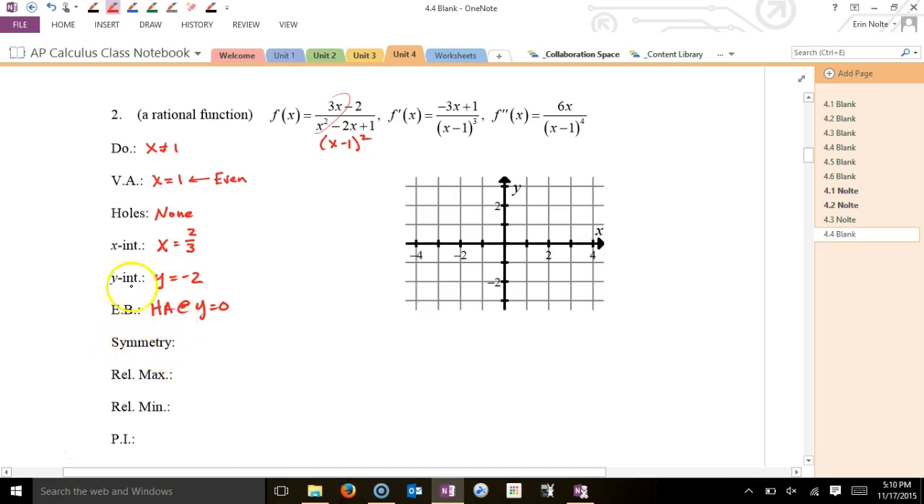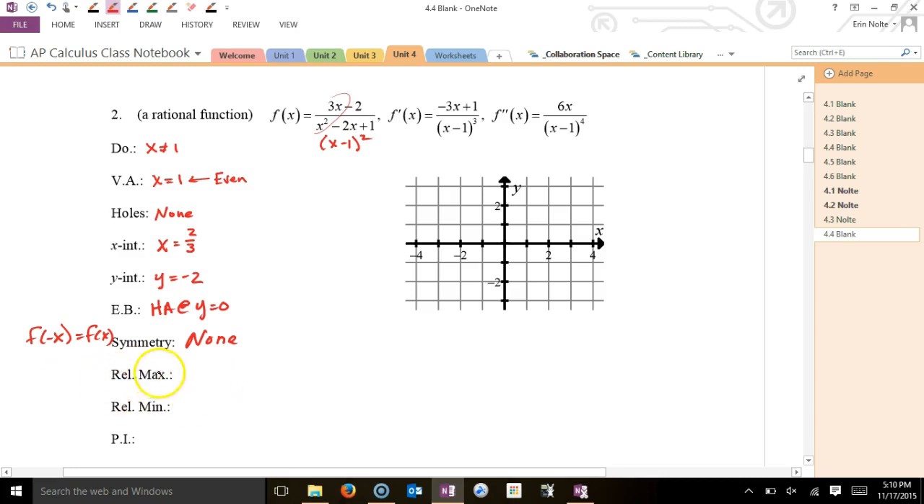Okay, so for symmetry, I'm going to plug in a negative x value and see if it's equal to the regular one or if it's opposite. If I plug a negative in here, that's going to give me negative 3x minus 2, and I can even stop at that point. On the top, it is not the same and it is not exactly opposite. It's going to be totally different. So this is none. There's no symmetry for this.